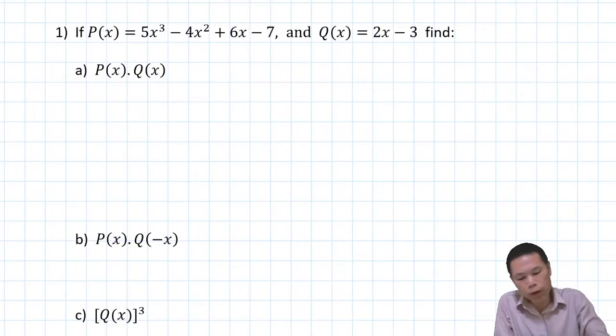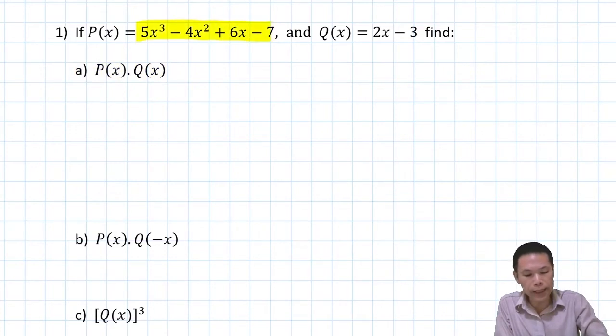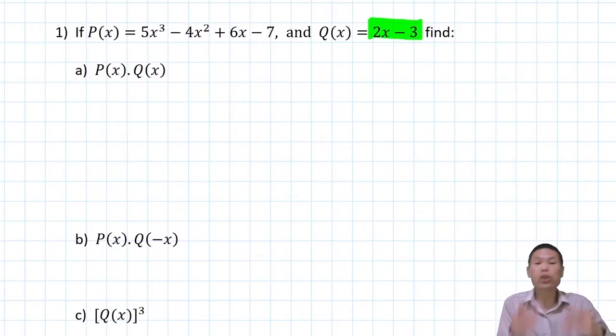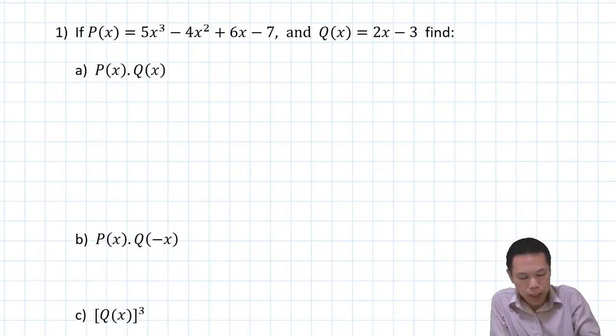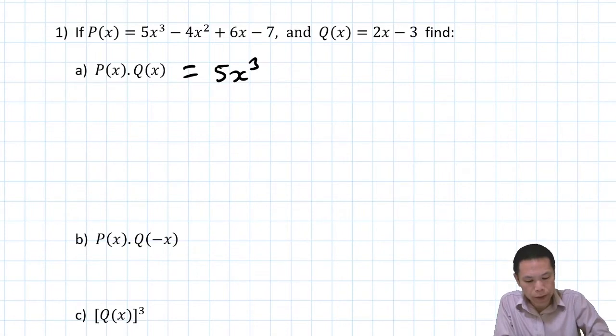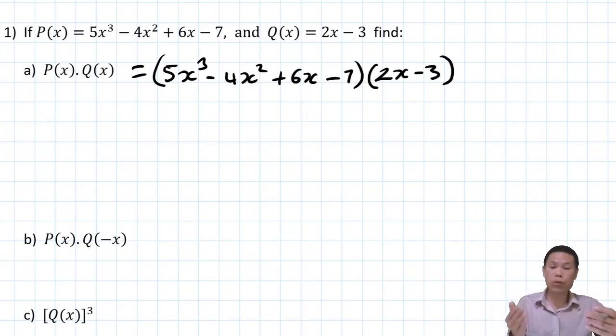First one. We want to find p(x) times q(x). We have p(x) is this and q(x) is this. So we just times them together. Of course, both of them have more than one term, so we need to open and close brackets when we times them. So that is equal to (5x to the power 3 minus 4x squared plus 6x minus 7) times (2x minus 3). Now what we do, we just remove the bracket.